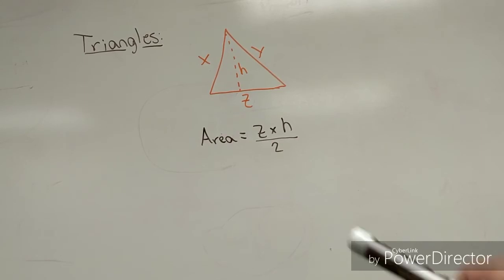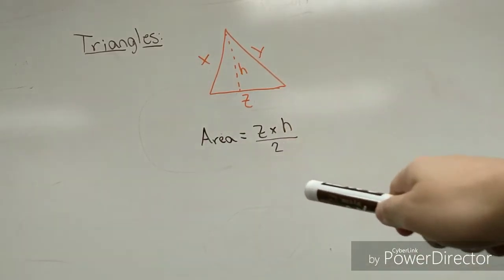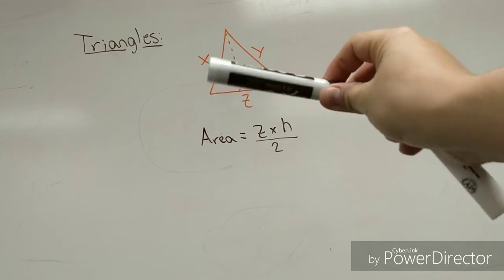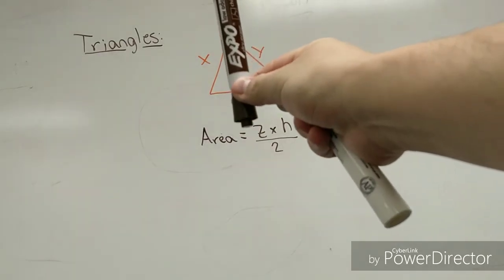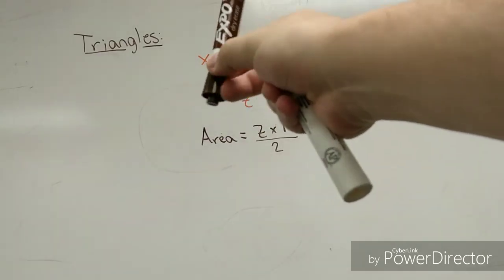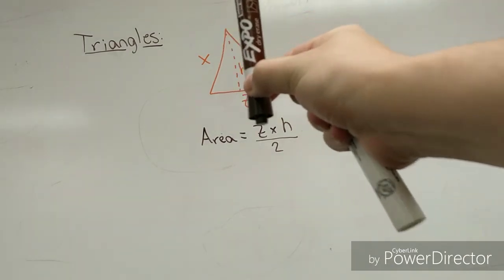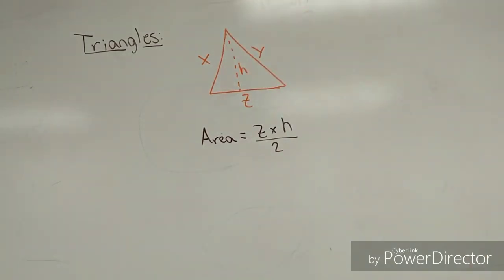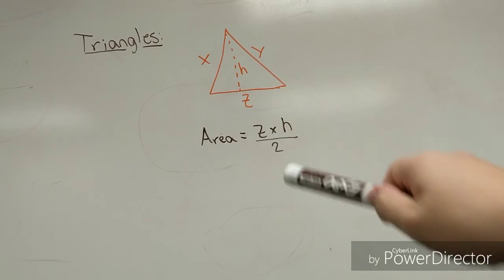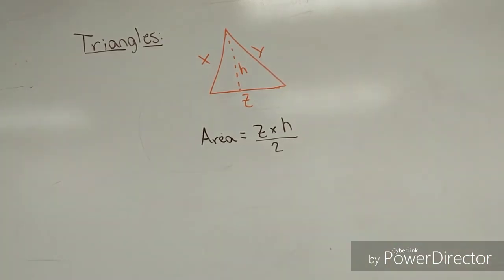And finally, we're going to refer to the area of the triangle, which is going to be the base times the height, not the sides, the height of the triangle, divided by 2, and that's going to be the area.